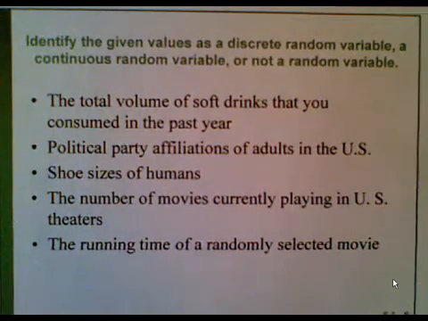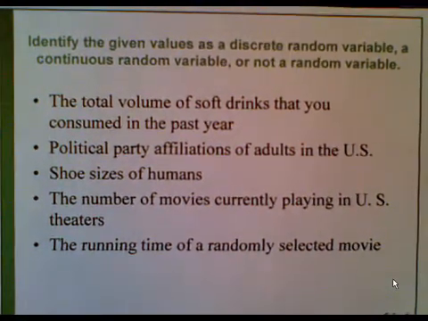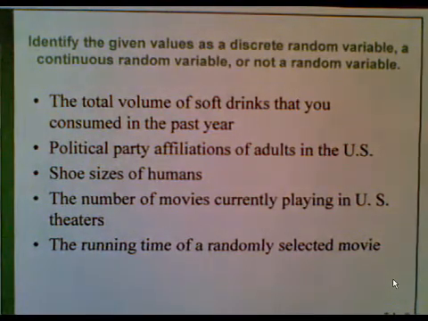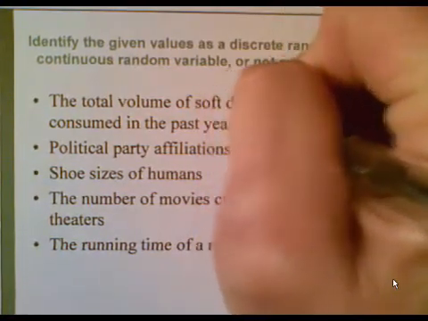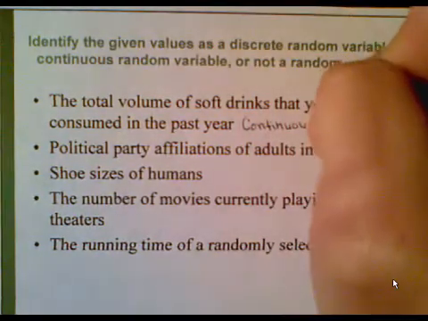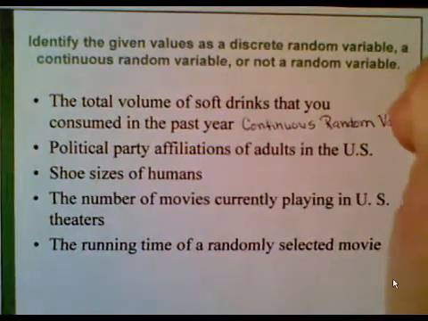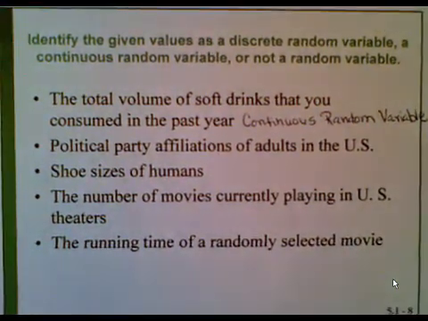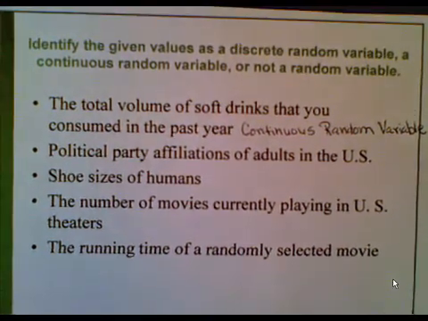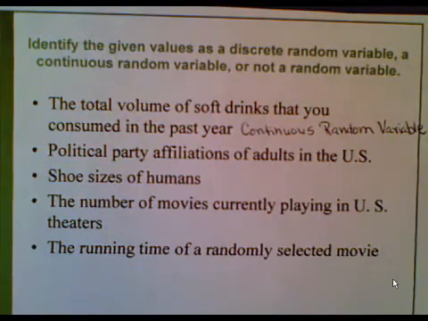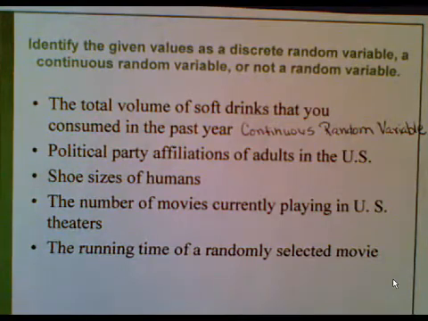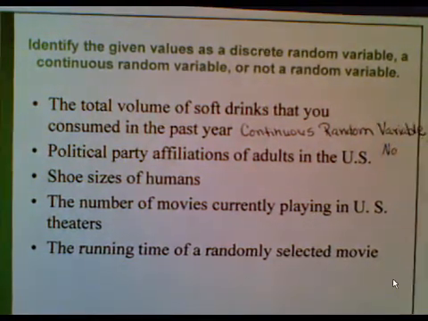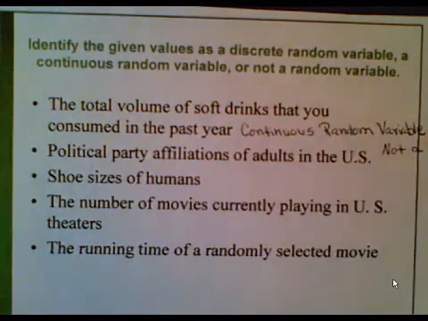Would it be discrete or continuous? Well, do you measure volume or do you count volume? You measure volume, so the total volume of soft drinks that you consumed in the past year would be a continuous, because it's measured, random variable. What about political party affiliations of adults in the U.S.? Would that even be a random variable? Part of the definition of a random variable is that it's a numeric value, and political party affiliations are not numeric values. So we can't classify that as continuous or discrete. It's not even a random variable.